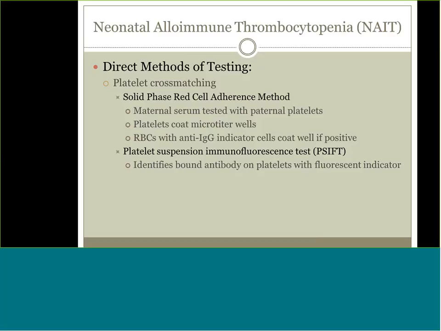And then there's something called the platelet suspension immunofluorescence test, the PSIFT, which is a fairly subjective test, but it's a direct visualization of antibody on intact platelets. If the cross-match is positive, meaning there's an incompatibility, there's a fluorescent ring around a platelet. If it is not, then you'll see a ghost outline. There won't be any fluorescent ring.